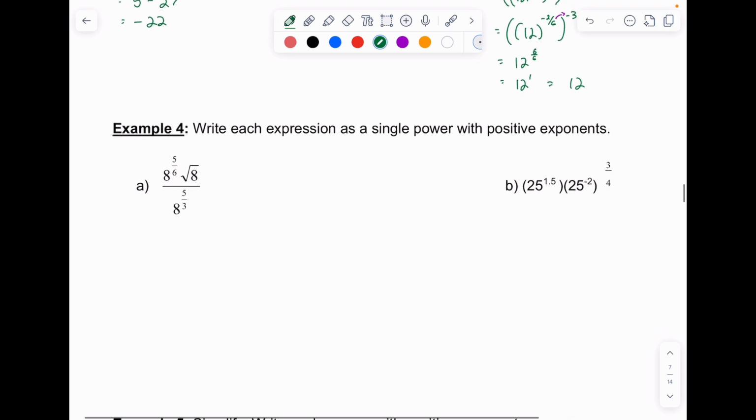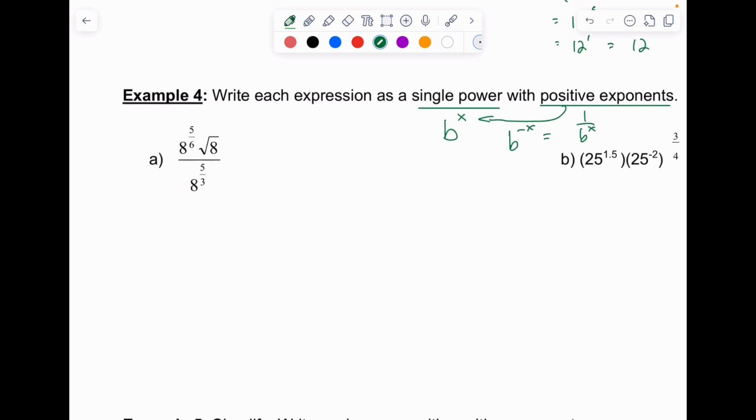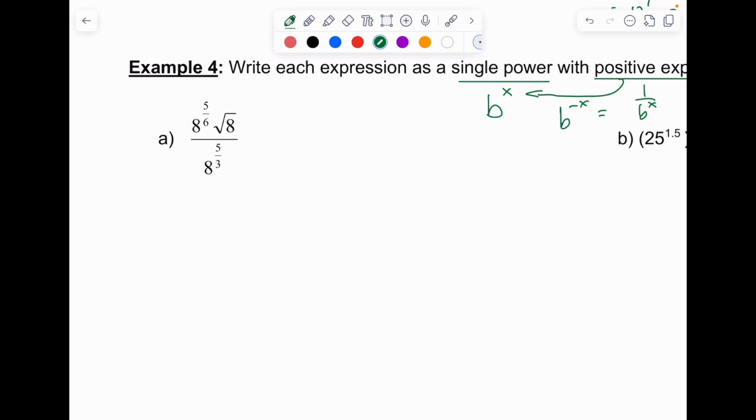Write each expression as a single power with positive exponents. Okay, so key thing, single power, what that means is like just some base put to some power, okay? And that power, this x, needs to be positive, okay? So if you have b to the negative x, you have to answer it as 1 over b to the x, okay? I want a positive answer. So this is where that fraction work I was telling you about, all right? So let's look at this.